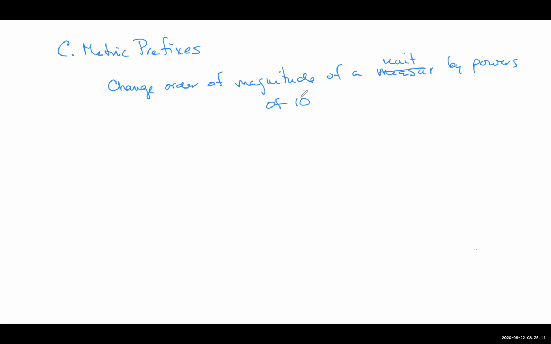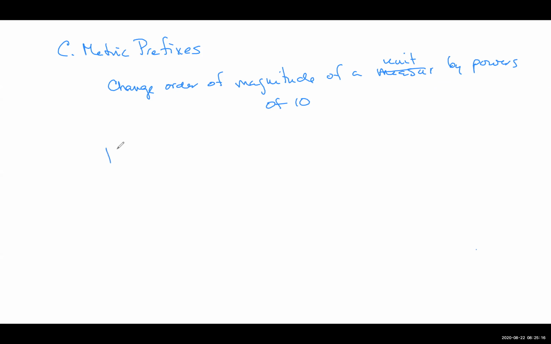All right, so how do the metric prefixes work? They will change the order of magnitude of a measurement, or I should say of a unit, by powers of 10. So it's either going to multiply by powers of 10 or divide by powers of 10.